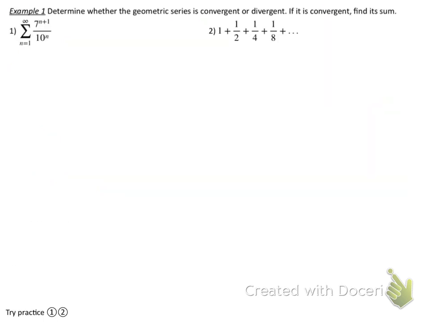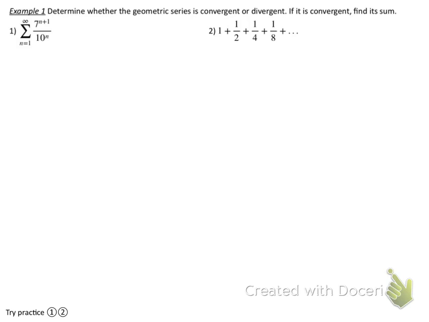Now let's see examples. We are seeing whether these two geometric series are convergent or divergent. If it is convergent, you are going to find its sum. And if it is divergent, you are going to say why.